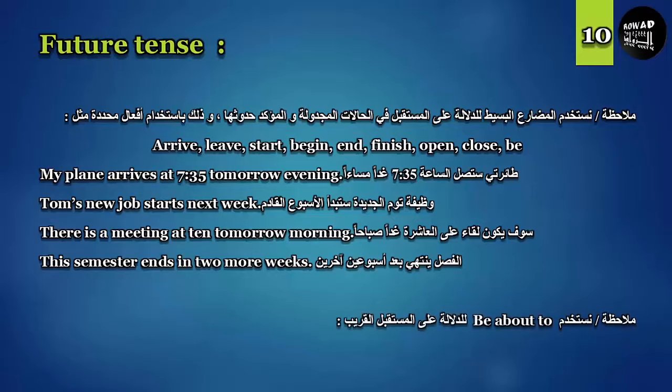ملاحظة تانية، نستخدم be about to للدلالة على المستقبل القريب، يعني لما يكون الحدث رح يصير بعد مدة قصيرة جدا من الوقت الحالي، فبستخدم be about to للدلالة على الحدث. مثال: the movie is about to begin، يعني لو احنا قاعدين بنستنى بداية الفيلم بنحكي the movie is about to begin، الفيلم على وشك البدء.